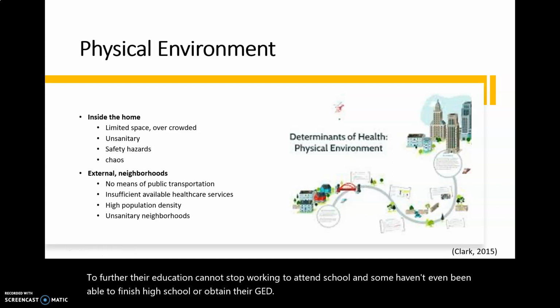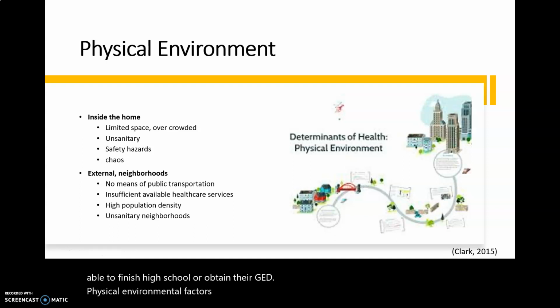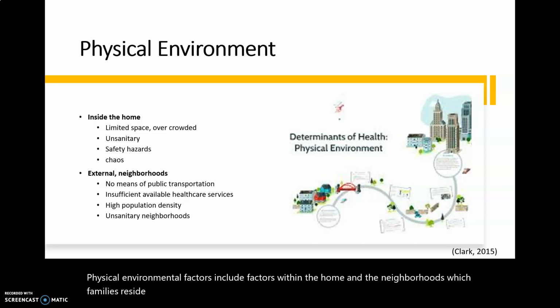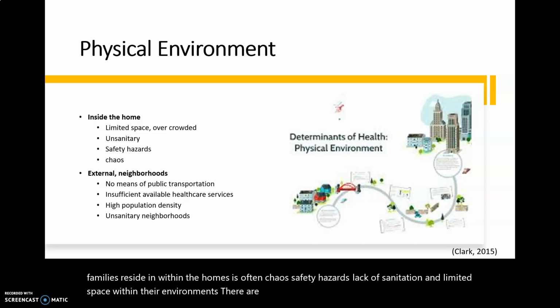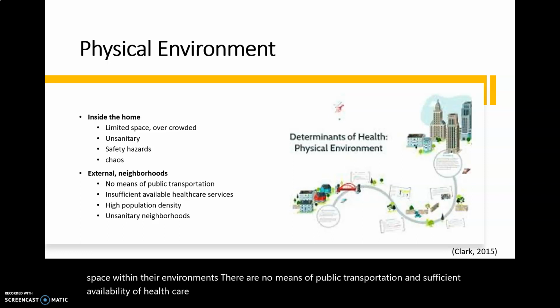Physical environmental factors include factors within the home and the neighborhoods in which families reside. Within the homes there is often chaos, safety hazards, lack of sanitation, and limited space. Within their environments, there are no means of public transportation, insufficient availability of healthcare services, high population density, and unsanitary neighborhoods with many safety hazards.